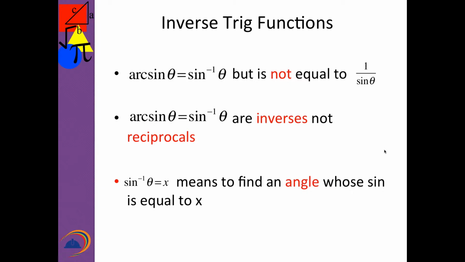Now, the arc sine or inverse sine, those two are equal, but it is not the same thing as 1 over the sine. They are not reciprocals, they're inverses. All right, so the inverse sine of theta equals x means to find an angle whose sine is equal to x. So again, I need you just to fill in the terms, and we'll be working with this in just a second. Pause the video until students have gotten this information.